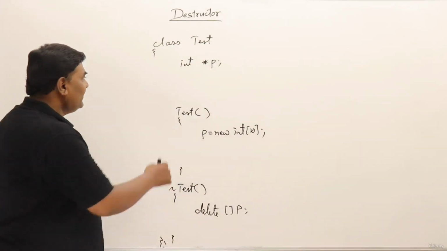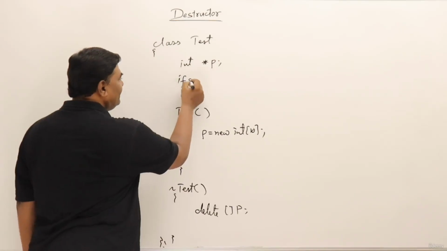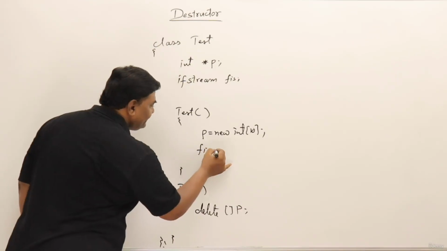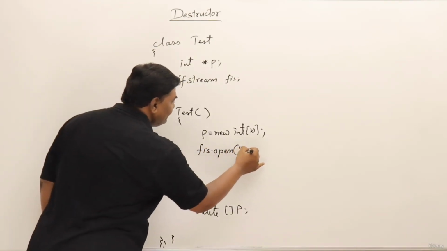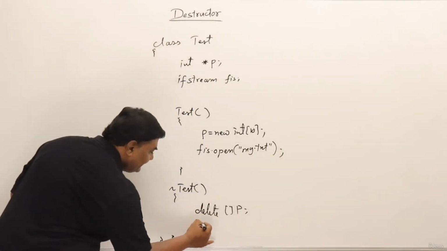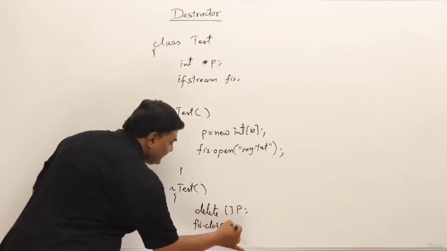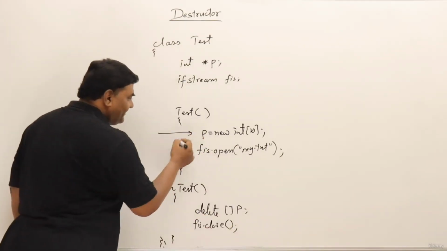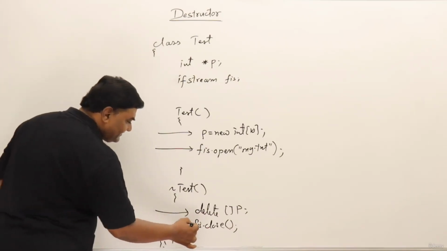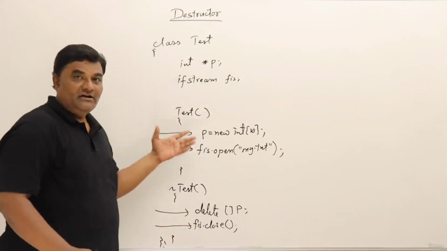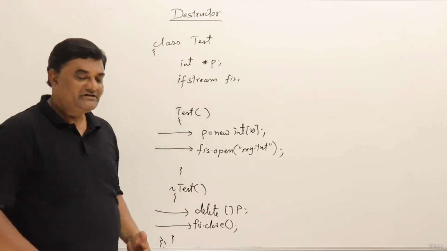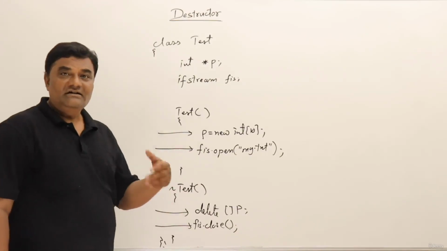This must be deleted. Now if suppose I have file input stream file, then here if I am saying file input stream open some file, let us say my.txt, then here I must close that file input stream dot close. So you can see the code here. Inside the constructor memory is allocated, inside the constructor file is open. So inside the destructor memory should be deallocated, inside the destructor file should be closed. So this is an example where you can see constructor is used for acquiring resources and the destructor is used for releasing resources.